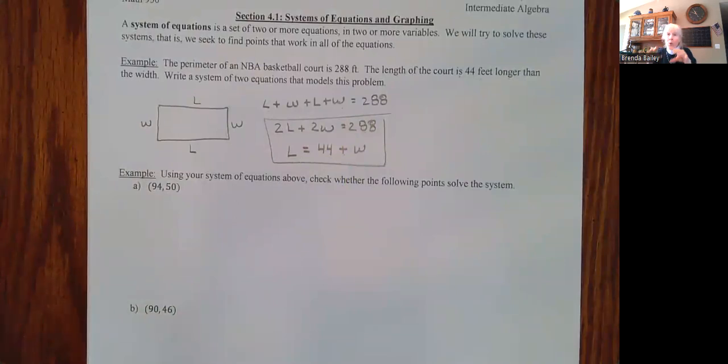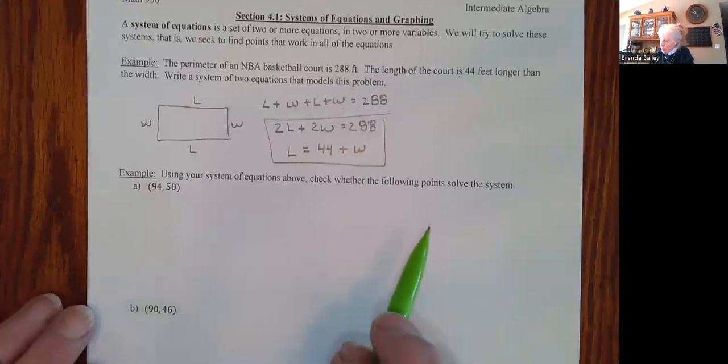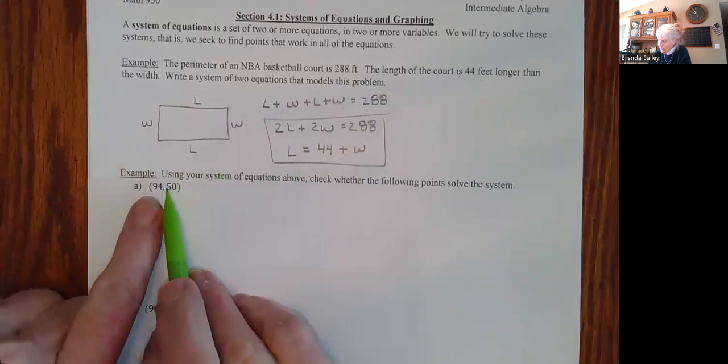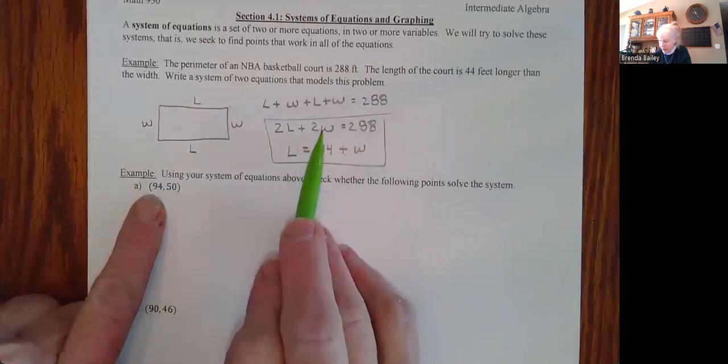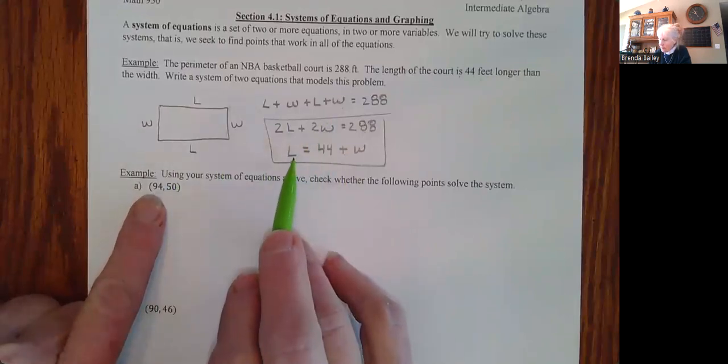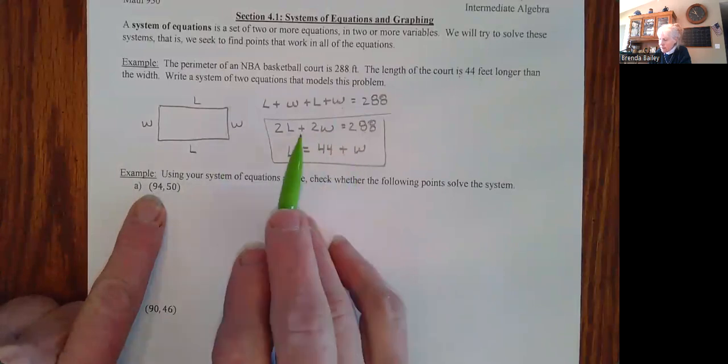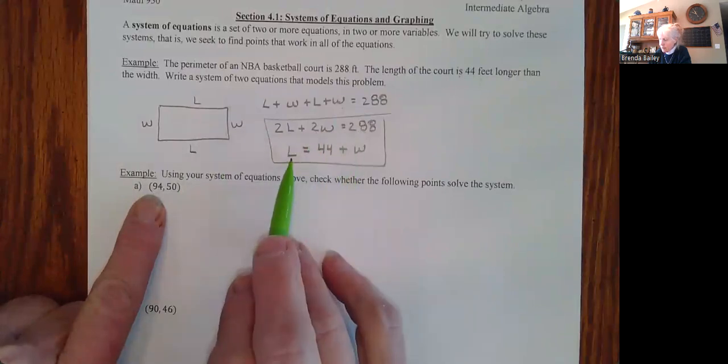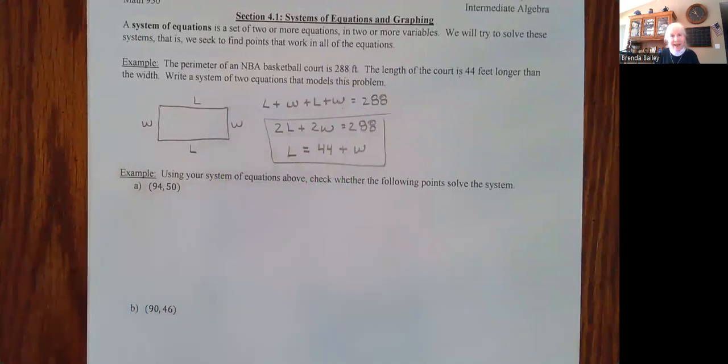We say that a point solves the system if it works in both systems. What do I mean by works in both systems? It means that if you put in 94 and 50 here in for L and W, and 94 and 50 here, the left equals the right, the left equals the right. And we'll demonstrate that. That's what we mean by solve the system. It works in both equations. In other words, when you put those points in, the left and the right are the same.